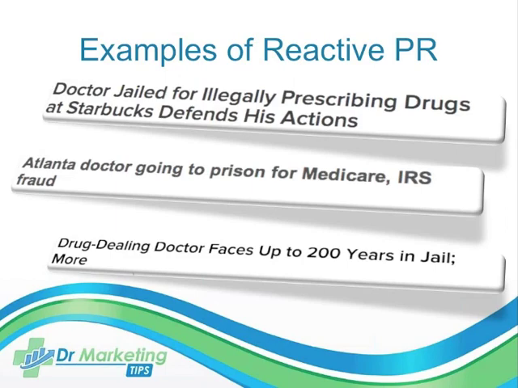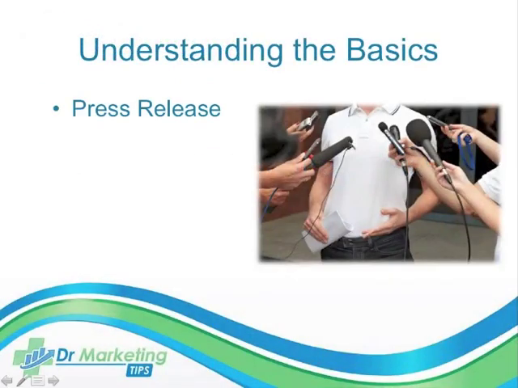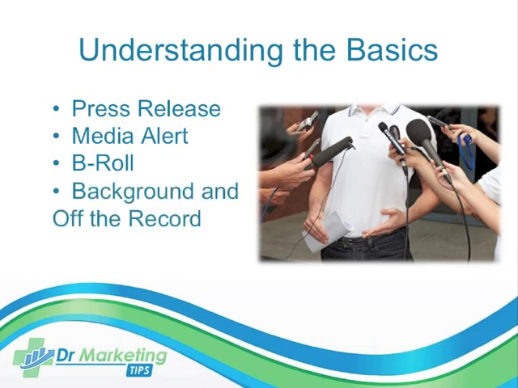We've talked about reactive and proactive public relations, and let's now go into just a basic understanding of the basics. All right, so we're going to talk in this section about what a press release is and when to use it, what a media alert is and when to use it. We're going to talk a little bit about B-roll, which is being used more and more. And we're going to talk about background and off the record. And we're going to talk about building your media list.